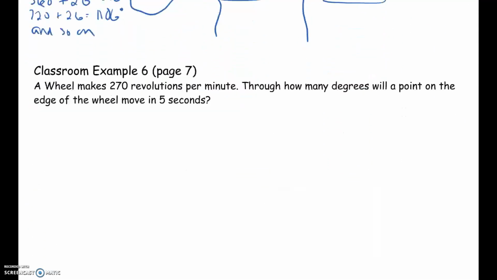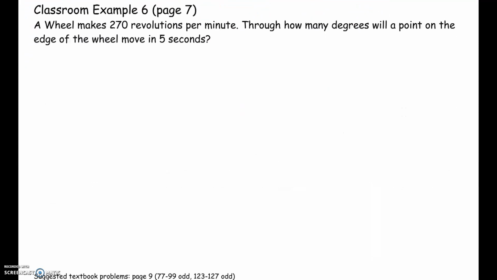All right, let's take a look at an application. A wheel makes 270 revolutions per minute. Through how many degrees will a point on the edge of the wheel move in 5 seconds? So 270 revolutions, that's like going around 270 times. That's a lot. I have 270 revolutions per minute. When I see the word per, I want to write that as a fraction right away. So I have 270 revolutions per 1 minute.